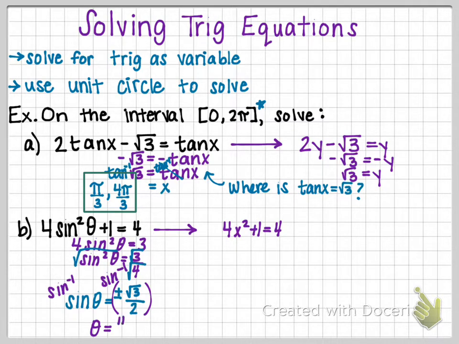Alright, that's going to happen at pi over 3, 2 pi over 3, 4 pi over 3, and 5 pi over 3. So all 4 of those are my answers.